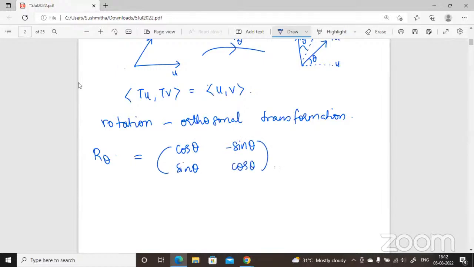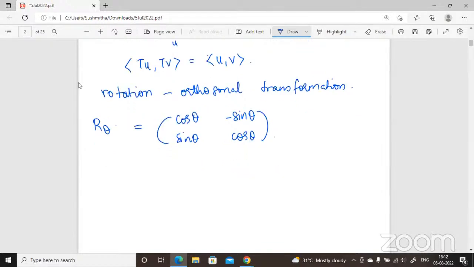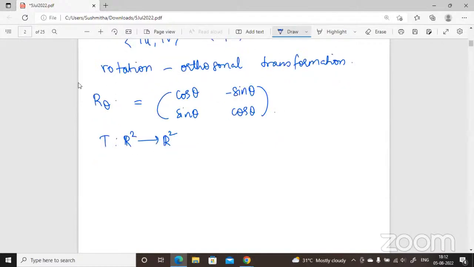You needn't remember this. If it's 2 cross 2, then we are dealing with R2 to R2. So what is happening here? T theta, I'm rotating the vectors by theta. So how will I find the matrix of a linear transformation? To write down the matrix of a linear transformation, we want a basis for the domain and codomain. So let's take the standard ordered basis.